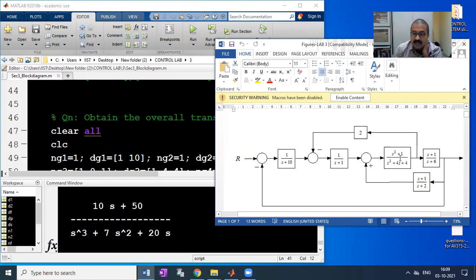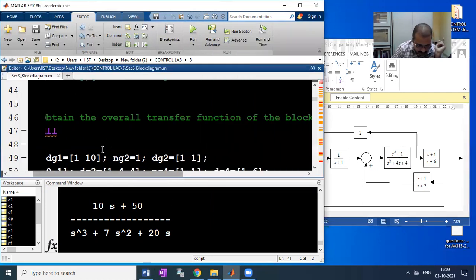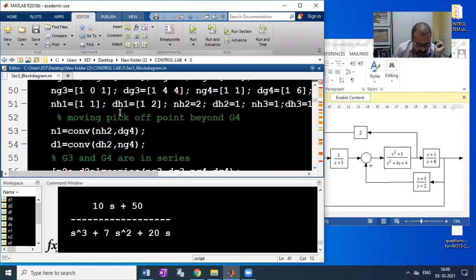I call this block as third block. So I call ng3 as 1 space 1. No, because what's the numerator here? It is s square plus 1. That means the coefficient of s is missing, so it should be 0. So what should be my ng3? It should be 1 space 0 space 1.